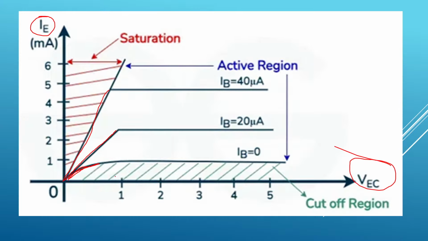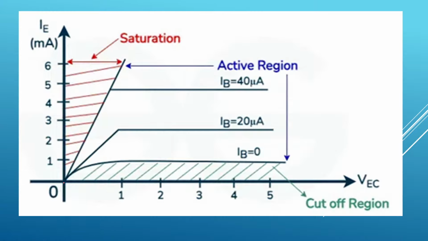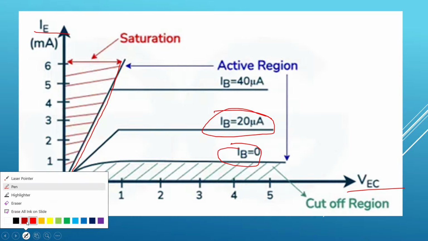In this diagram, only one line is mentioned as the active region. But depending on the IB value, whatever it may be, if IE and VCE are both varying at a time, that region you can call the active region. So just draw the characteristics. If you complete, mention C.